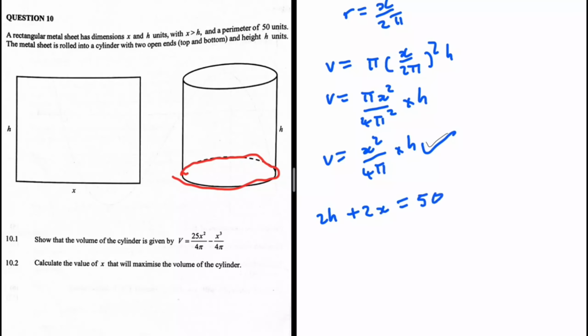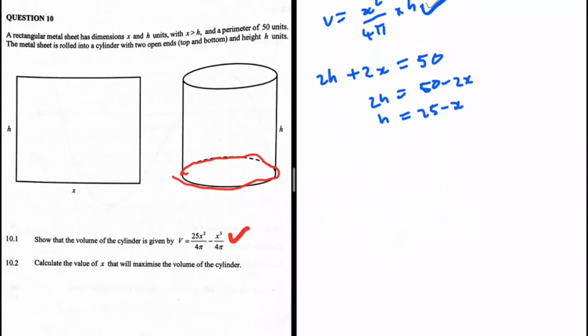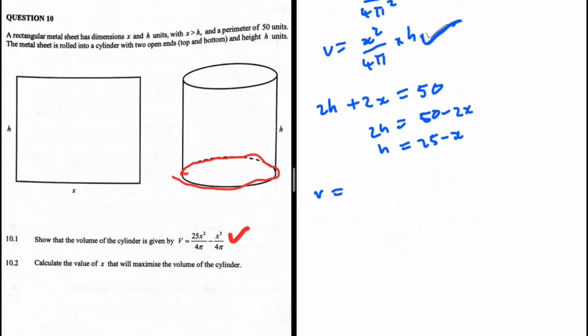In what we are supposed to show, we don't have h there, but here we have h. So let's write h in terms of x and get rid of the h. If we do that, we get 2h equal to 50 minus 2x, so h is equal to 25 minus x. If we substitute it back into the equation, we get x squared divided by 4 pi multiplied by 25 minus x. This will give us 25x squared over 4 pi minus x to the power 3 over 4 pi. So there we go. We have shown that the volume is given by 25x to the power 2 divided by 4 pi minus x to the power 3 divided by 4 pi.